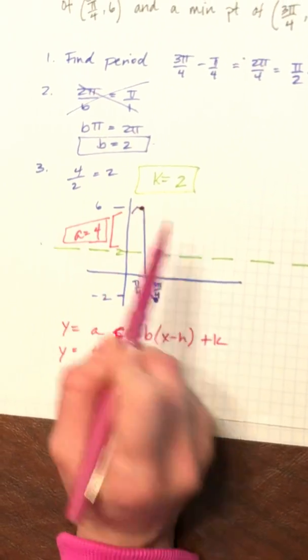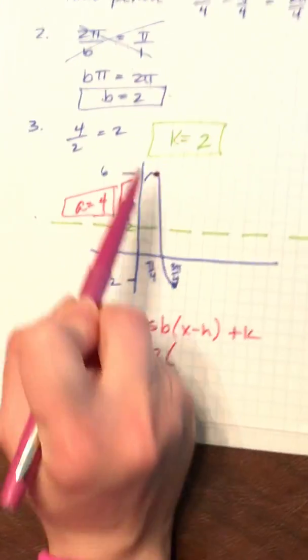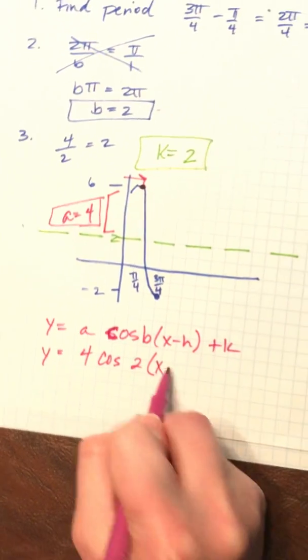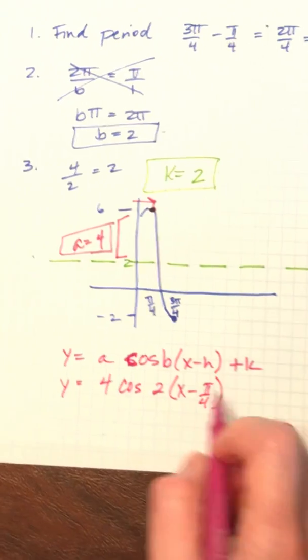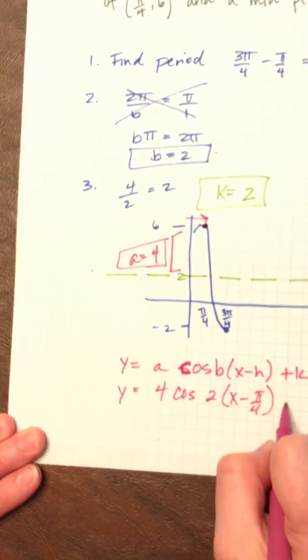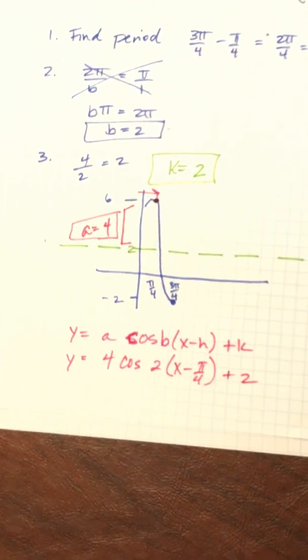If I start with this maximum right here, that means I shifted it to the right pi over 4. So I'm just going to put my h value as pi over 4. And then my k value is 2. And that's the equation.